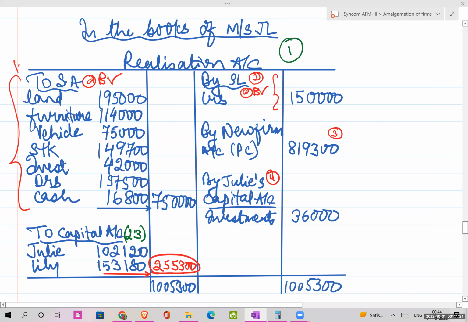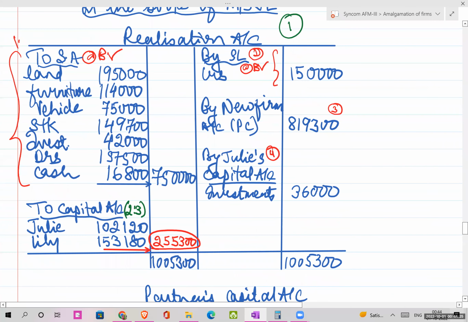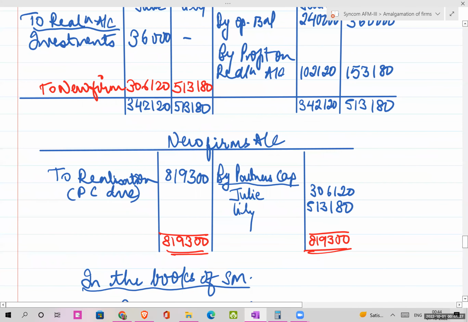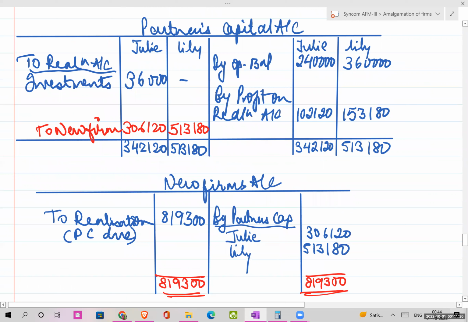आप इसको ऐसे भी कर सकते हो. या ठीक है. फिर इसका सेकेंड इफेक्ट कहाँ जाएगा? पार्टनर्स कैपिटल में. बराबर. यस. These are my opening balances given in the balance sheet. This is my profit on realization जो भी मुझे realization account से मिला. I transferred it. फिर ये वो जुबिली वाला इन्वेस्टमेंट्स का सेकेंड इफेक्ट. Journal entry was Julie's partner's capital to realization. So second effect is your 36,000. Okay, then close this.